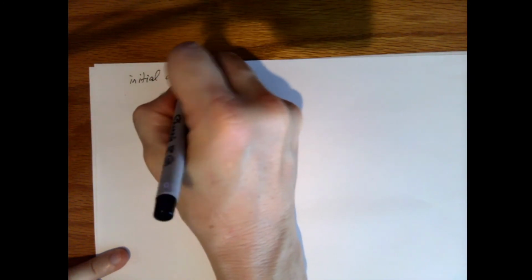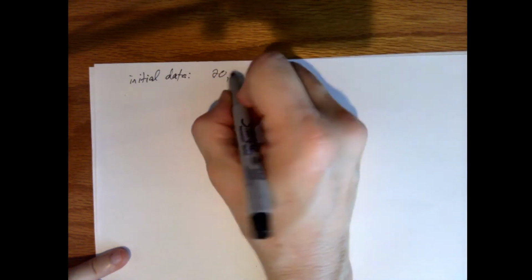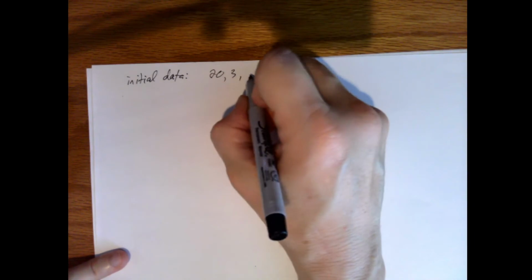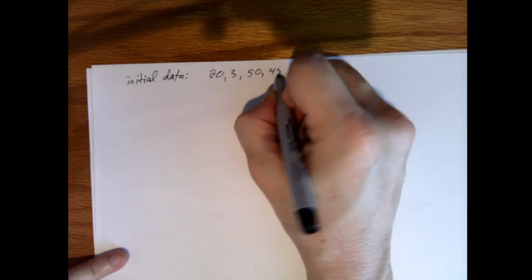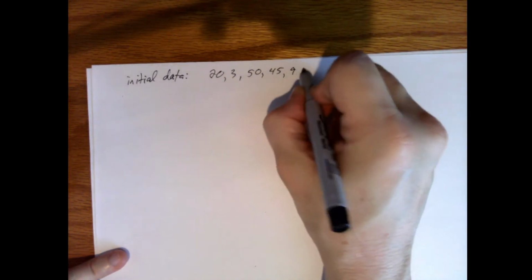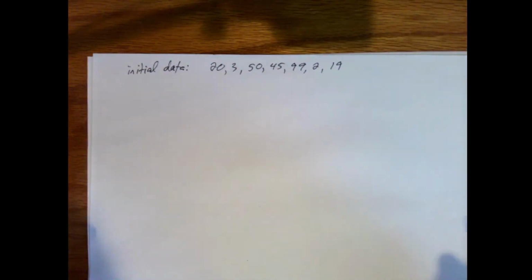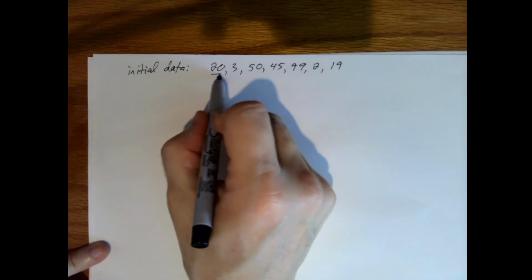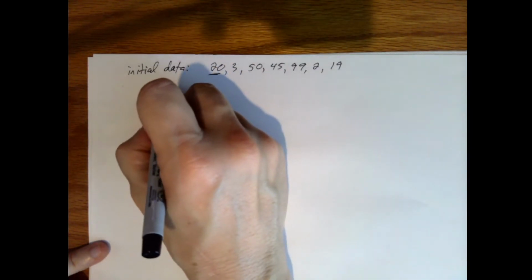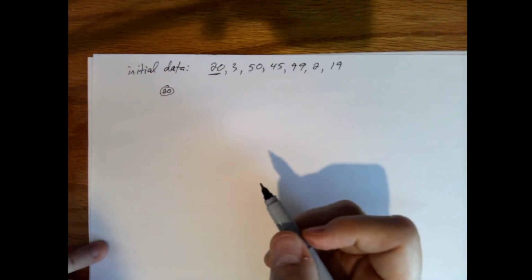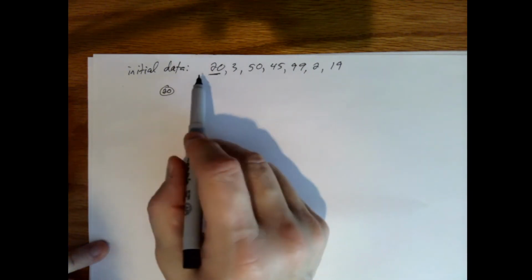So we'll say this is our initial data. And so this would be the order in which we receive these values. So 23, 50, 45, 99, 2, and 19. And we won't do all these, we'll just do some of these. So we'll start by taking the first value, the 20. And that would be our heap. And then what we're going to do is insert additional values.